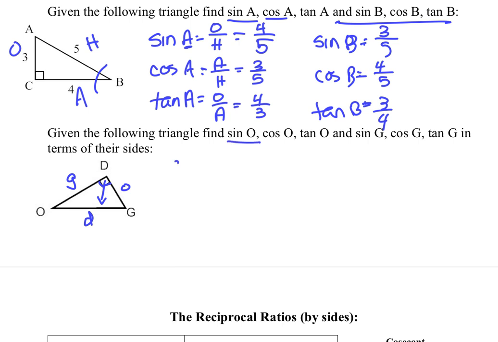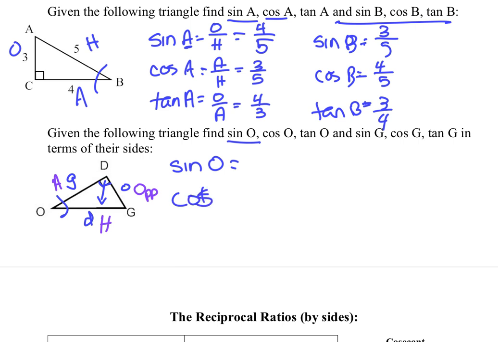So if they're asking for the sine of capital O, this is my angle. So I need to label the O, A, and H for the sides. So this is the hypotenuse. This is the adjacent side, and this is the opposite side. Okay? So now, it seemed like a happy coincidence that the O was in the O spot.